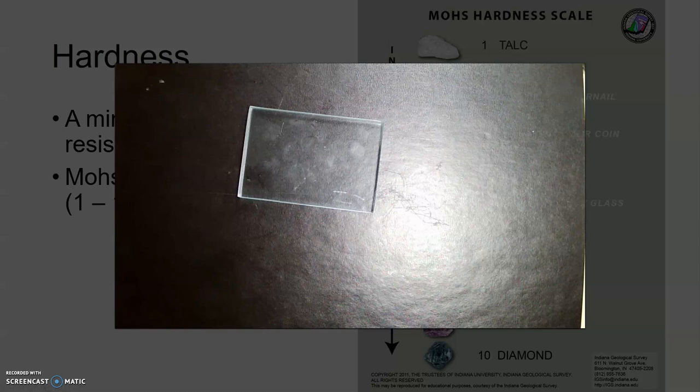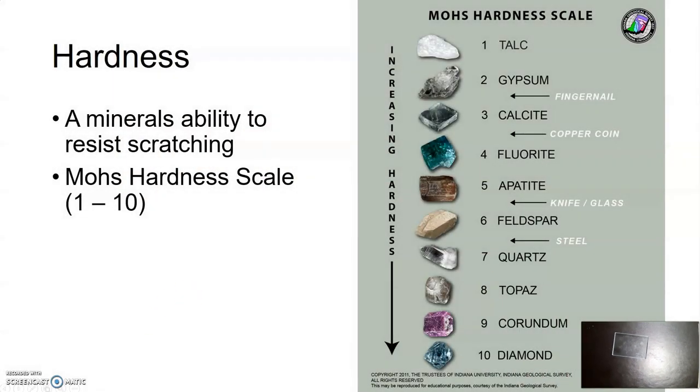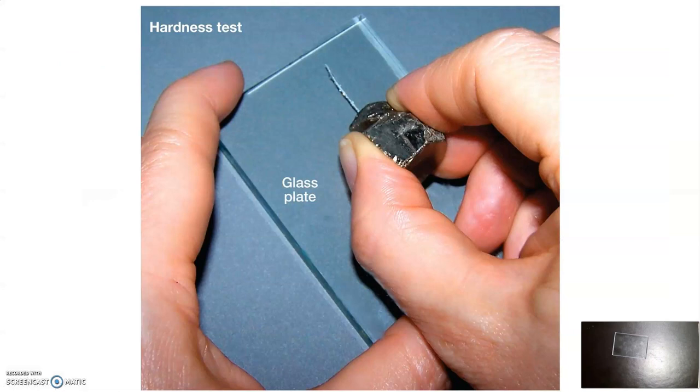Does it scratch glass? Yes or no. If it does, it's 6 or harder. If it does not, it's probably 5 or less on the Mohs hardness scale. So that's kind of how that works.